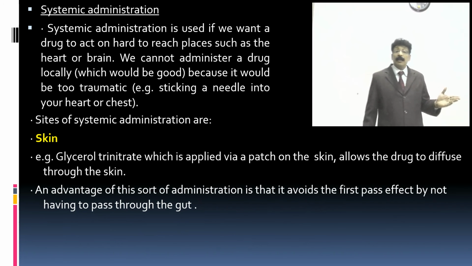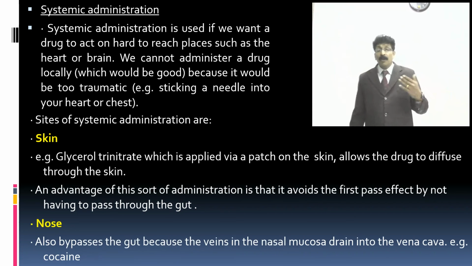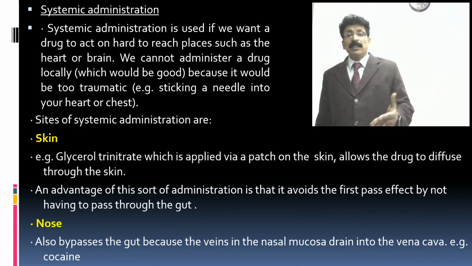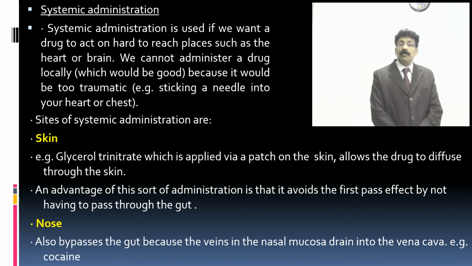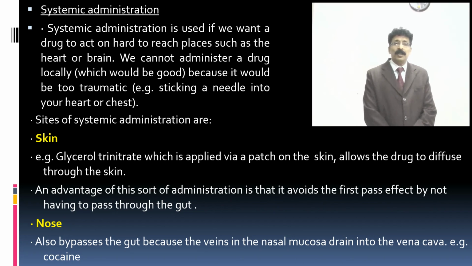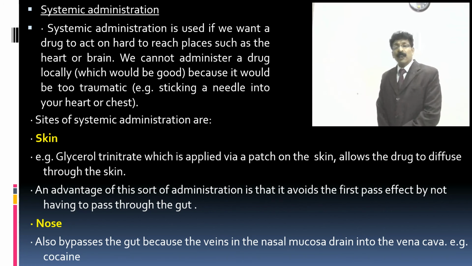An advantage of this sort of administration is that it avoids the first pass effect by not having to pass through the gut. Even the nose bypasses the gut, because the veins of the nasal mucosa drain into the vena cava. For example, cocaine, which has to enter the central nervous system for its action, not just act in the nose. So even the route of the skin and the nose can be used for systemic administration.